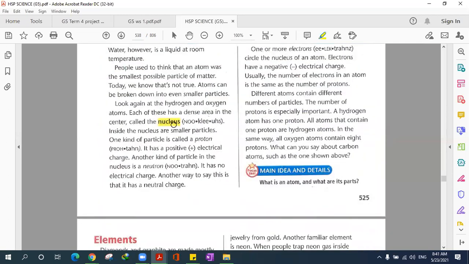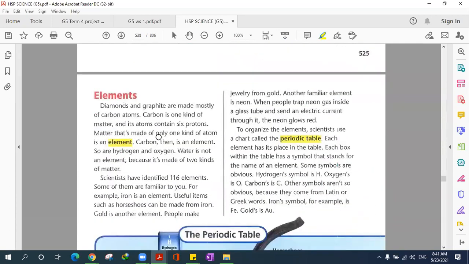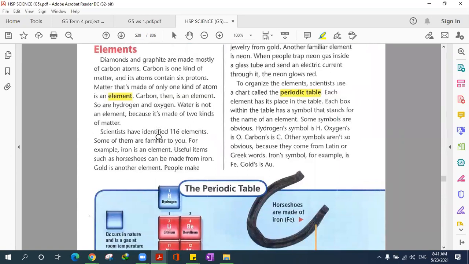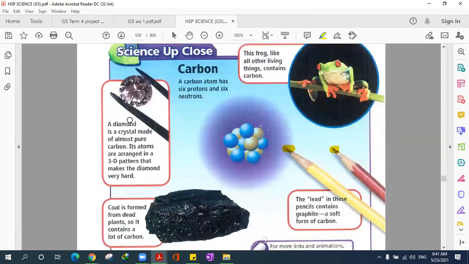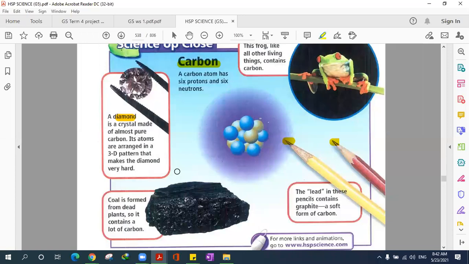And then you learned about the nucleus. It's in the center of the atom and contains protons and neutrons. Then what's an element? It's made up of the same atoms. What does that mean? It doesn't have to contain different atoms. For example, diamond is only made up of carbon atoms, so that makes diamond an element. Coal is also made up of only carbon atoms, so in this case, it's also an element.